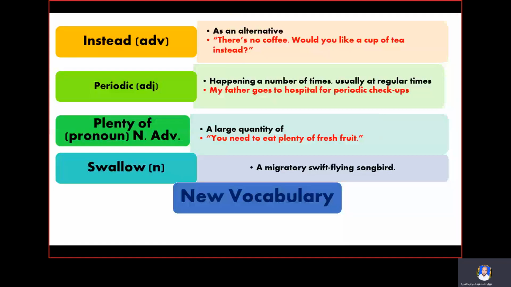Periodic: happening a number of times, usually at regular times. My father goes to hospital for periodic checkups. Plenty of: a large quantity of. You need to eat plenty of fresh fruit. Swallow: a migratory, swift flying songbird. These are the new words you are going to study today.